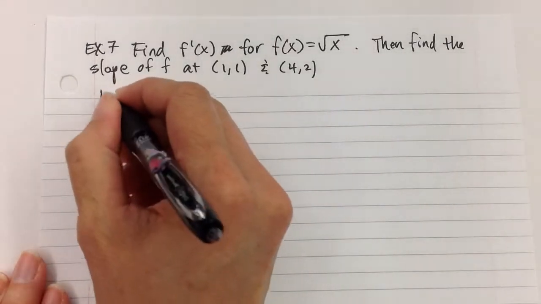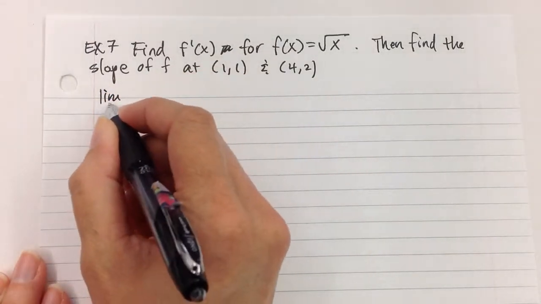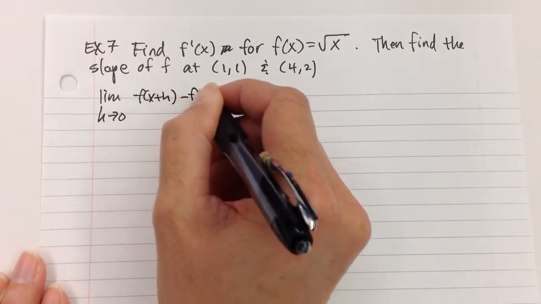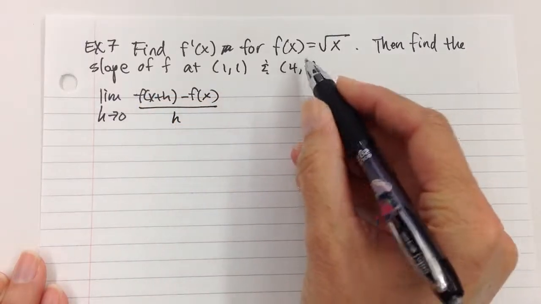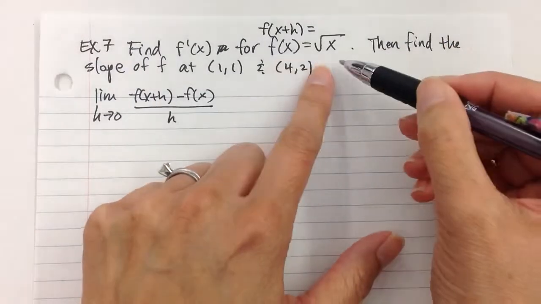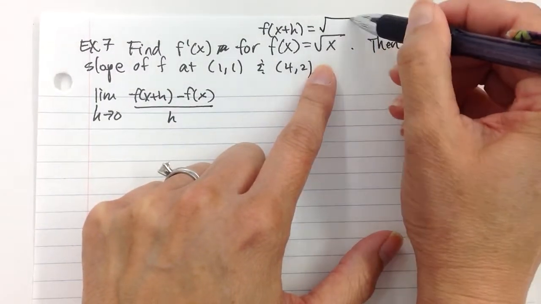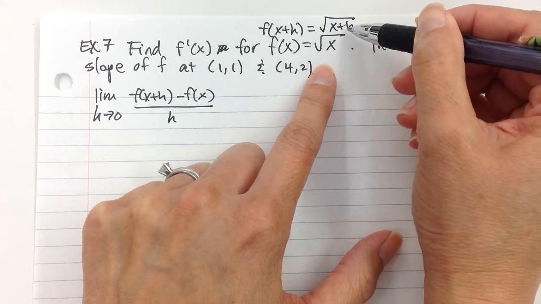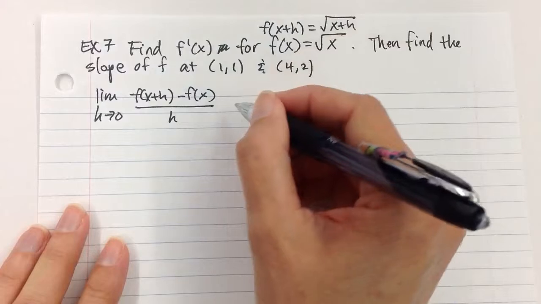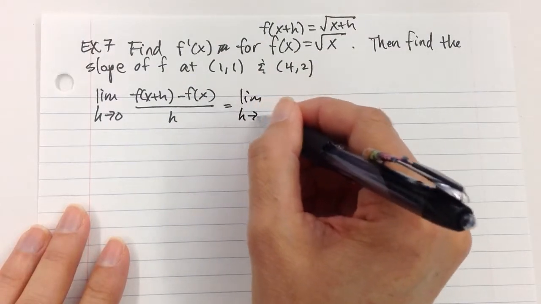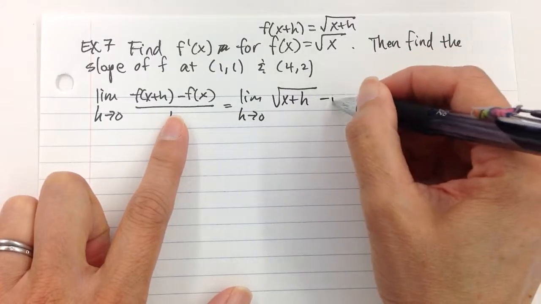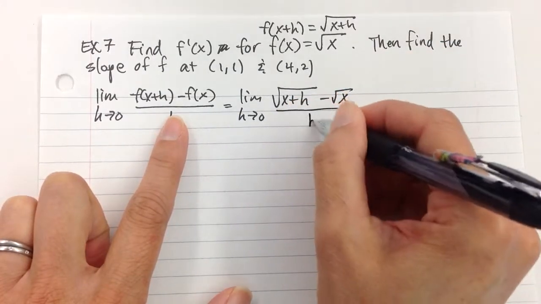So let's use our function: limit as h approaches 0 of f of x plus h minus f of x, all over h. What is f of x plus h going to be? I'll replace this with x plus h. That's it, right? All the x's, you replace them with x plus h. So it's the square root of x plus h. So I'm going to get the limit as h approaches 0 of the square root of x plus h minus the square root of x, all over h.